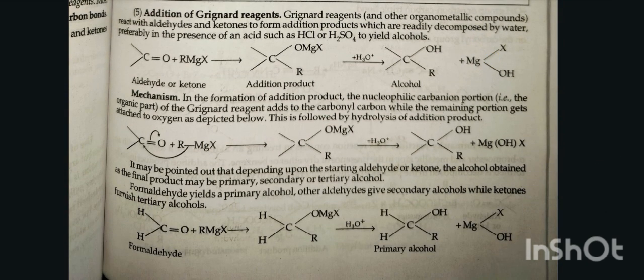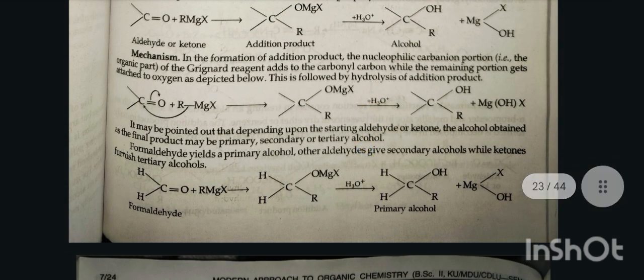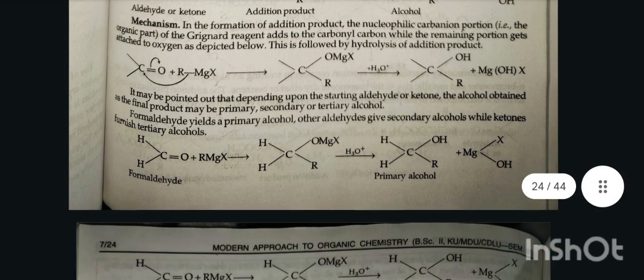Fifth, addition of Grignard reagent. Grignard reagent and other organometallic compounds react with aldehydes or ketones to form addition products, which are readily decomposed by water, preferably in the presence of an acid such as HCl or H2SO4, to yield alcohol. Aldehyde or ketone plus RMgX gives addition product. Then with H3O+ it gives alcohol plus MgXOH.